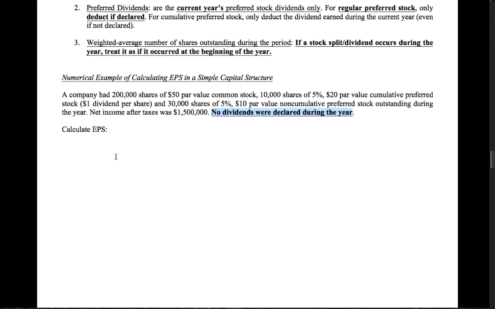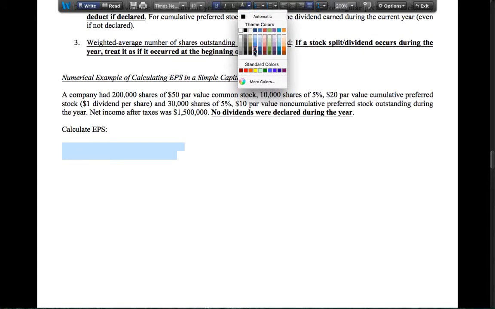So, my recommendation is to break this down into multiple steps. The first step that I would recommend is to figure out what do you have? What are your specific components?